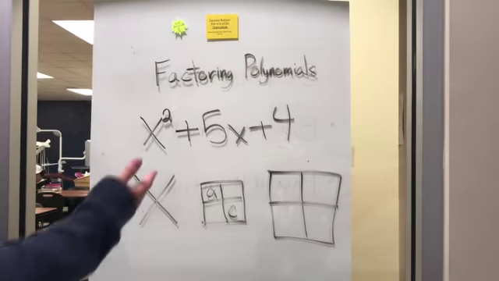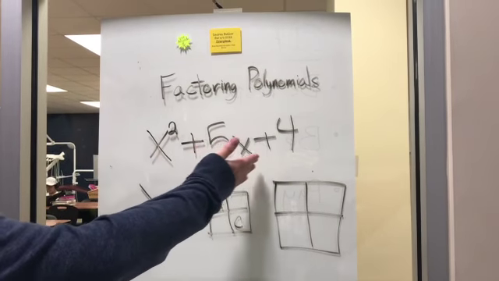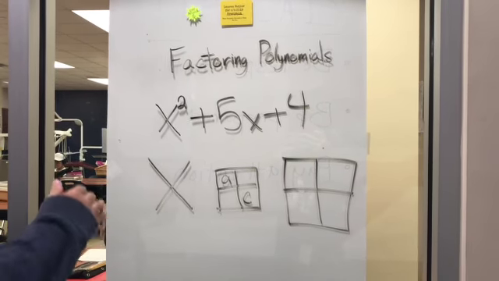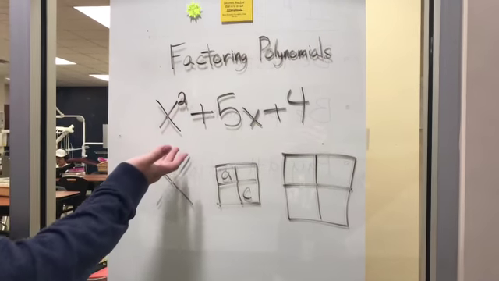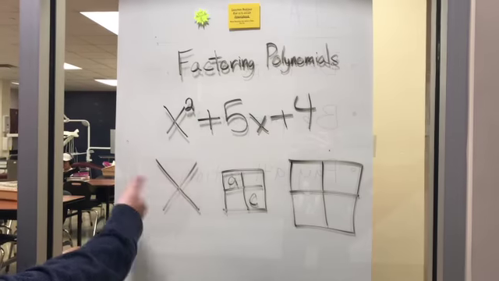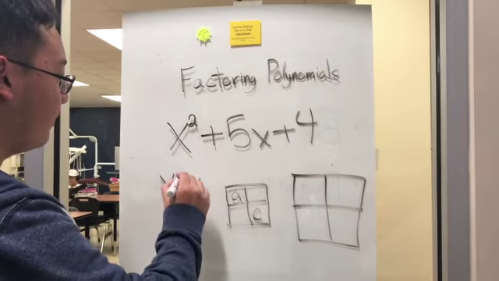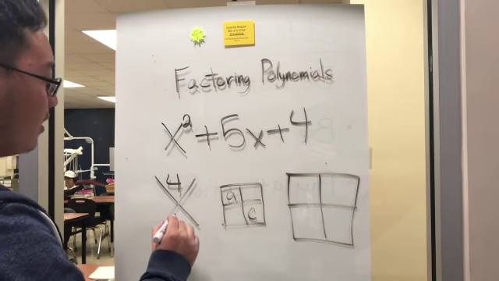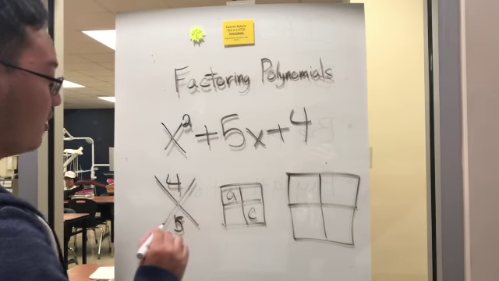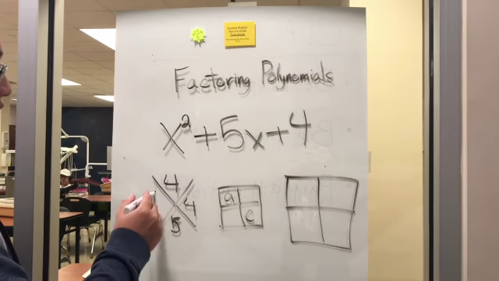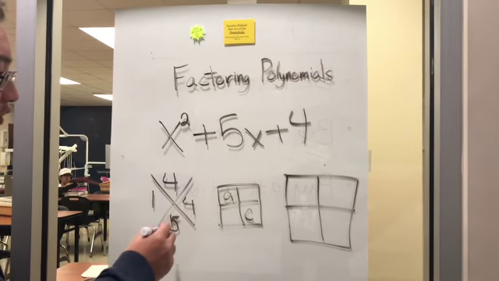Our second problem is x squared plus 5x plus 4. The first step is to take out any common factors. Since there are none, we're moving on to the second step, which is to fill in the x. So a times c equals 4, and then you put b on the bottom. So 1 times 4 equals 4, and then 1 plus 4 equals 5.